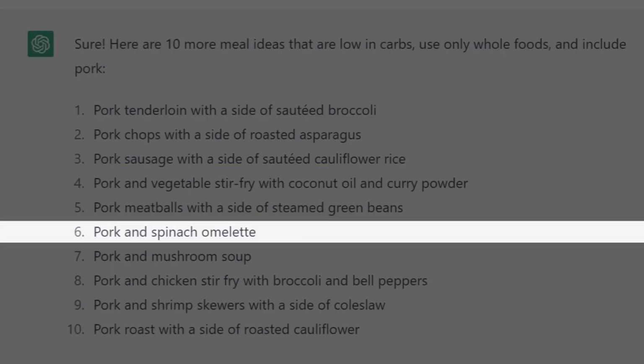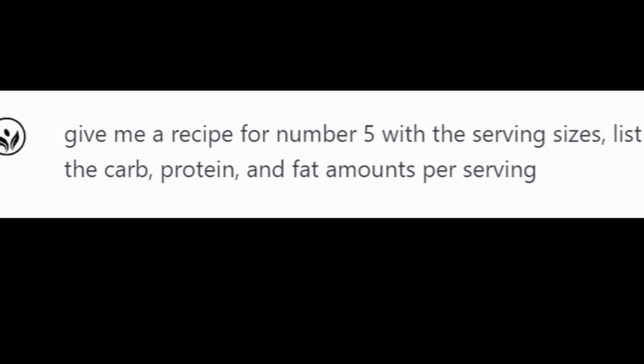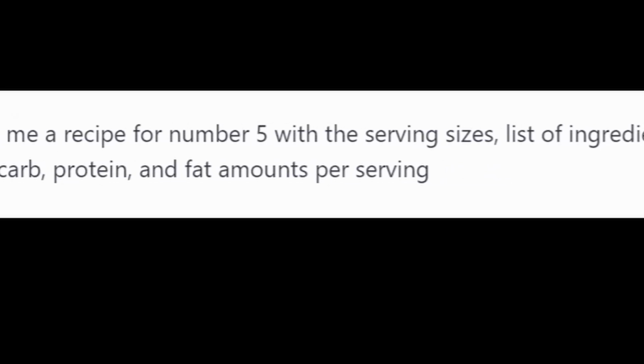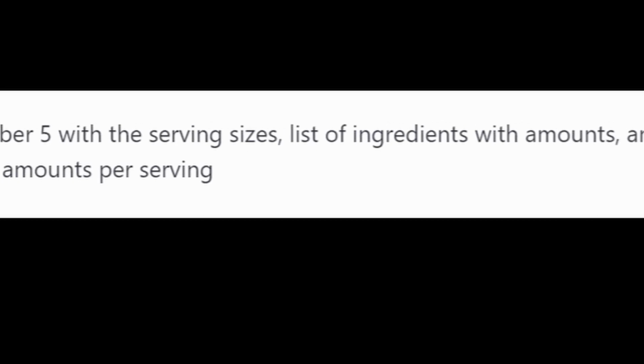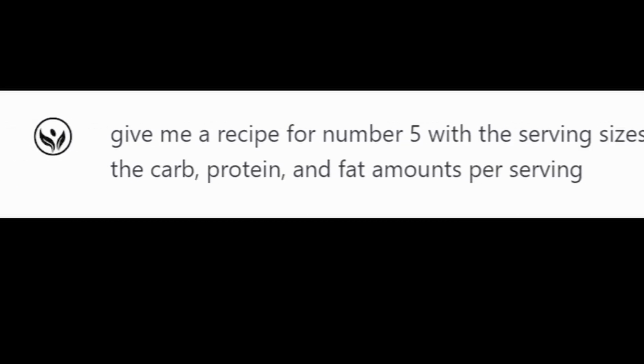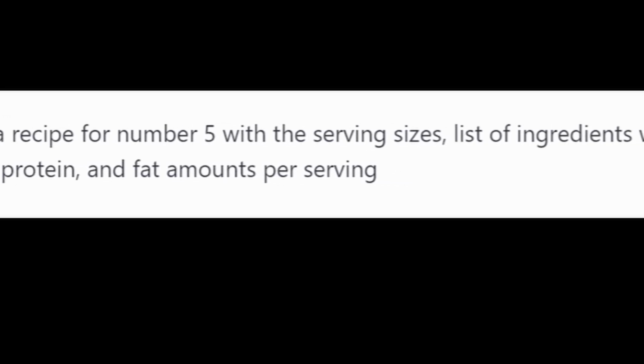Let's see what specific recipes we can get from the chat. So I'm going to go in that list. Maybe we'll start one of those pork ones and get it to give me an actual recipe. The two meals on the list that seem the most interesting to me are the pork and spinach omelet and the pork meatballs with a side of steamed green beans. In order to get this recipe, what I would ask the chat is, give me a recipe for number 5 with the serving sizes, list of ingredients with amounts, and the carb, protein, and fat amounts per serving.